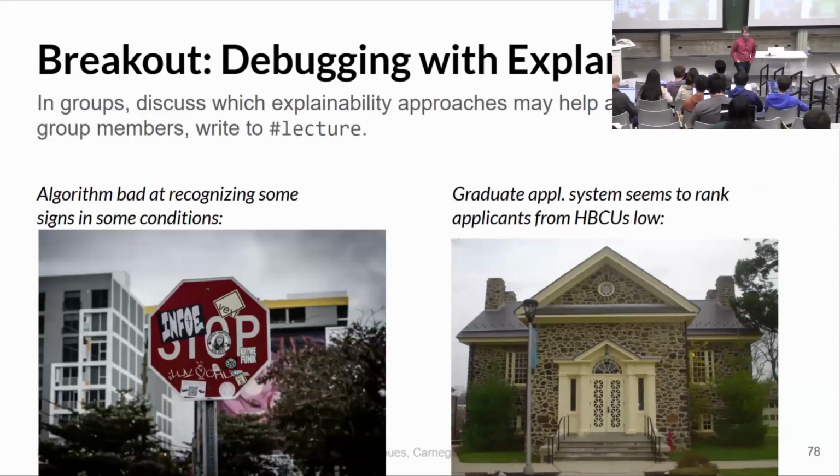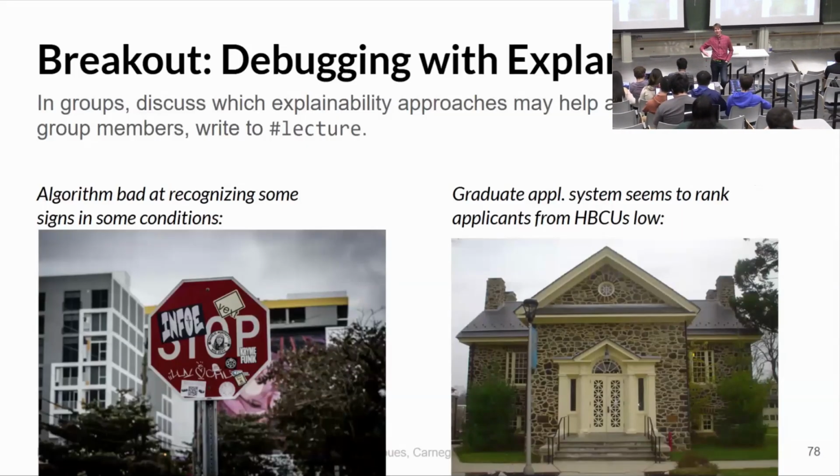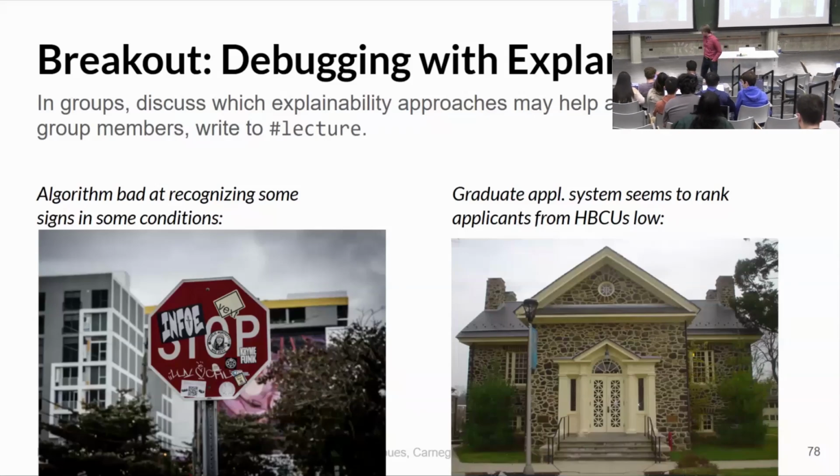So we've now talked about all these techniques, and I want you to come back to the two problems that you talked about earlier, and now make a concrete recommendation what you would do here. Which kind of approach would you try for each of these? And this time actually write to Slack. Okay? Have fun.